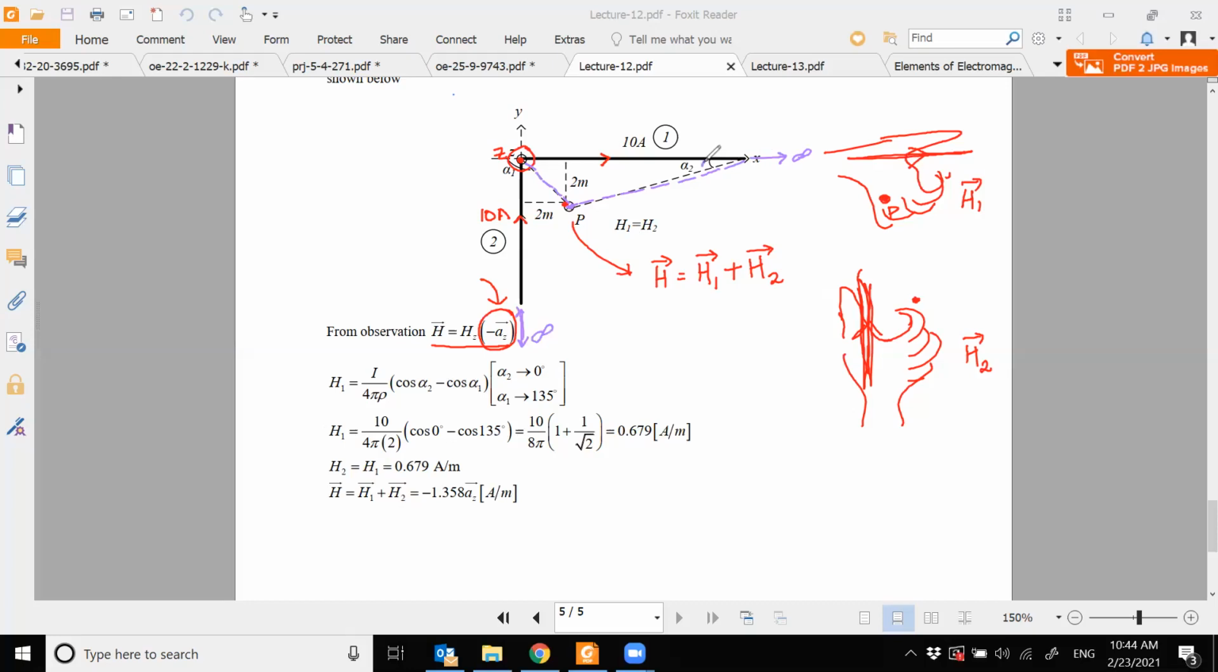So this is alpha 2 for this line, and therefore alpha 2 will be 0. And what will be alpha 1 for this line? Tell me. Yes, can anybody tell me what will be the alpha 1?